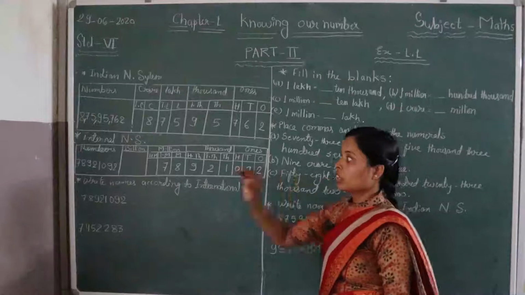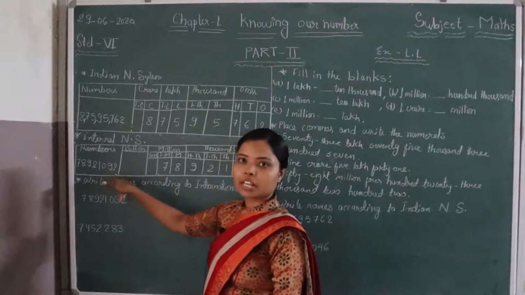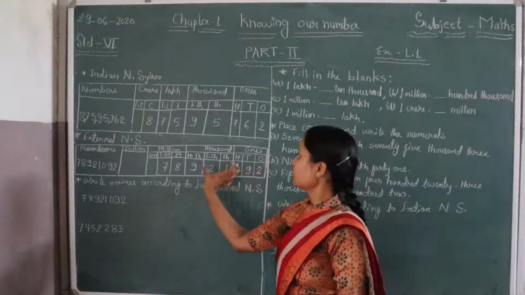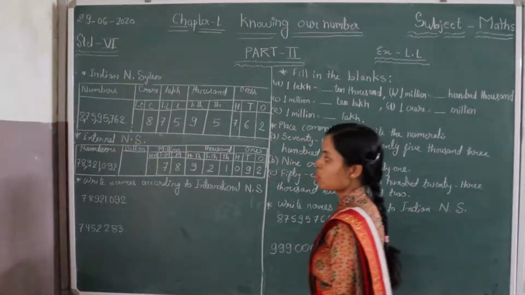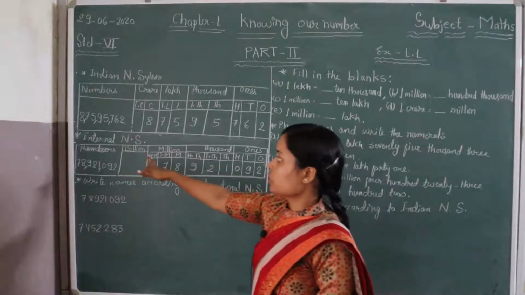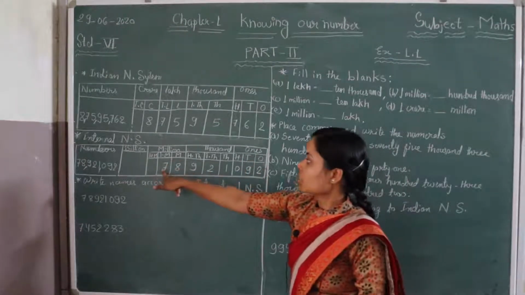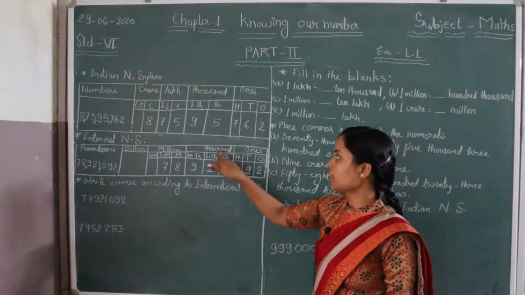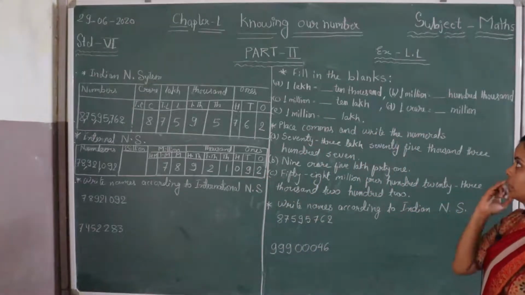And look at here, if we place commas here, similarly we start from the left hand side and take three digits. So we place the comma after every 3 digits. Okay, I hope you understand. So we will try to read this. Look at here, 78,921,092.